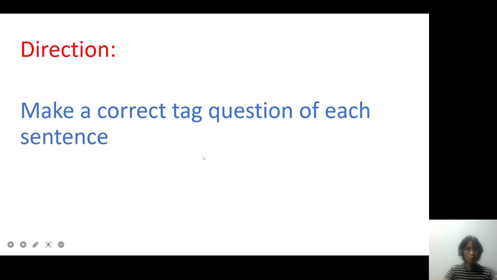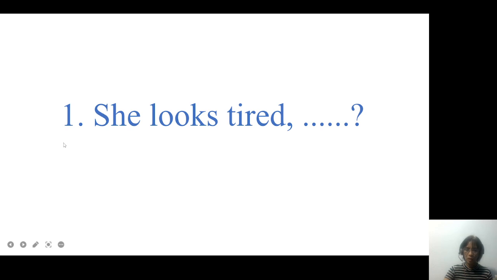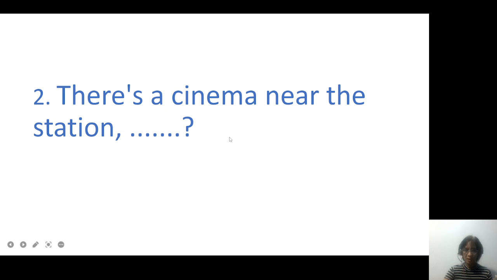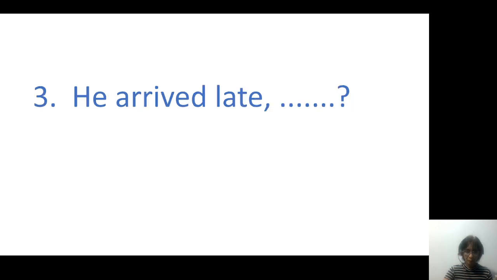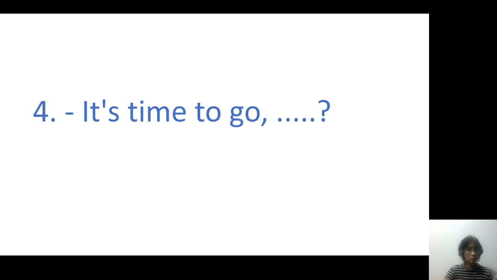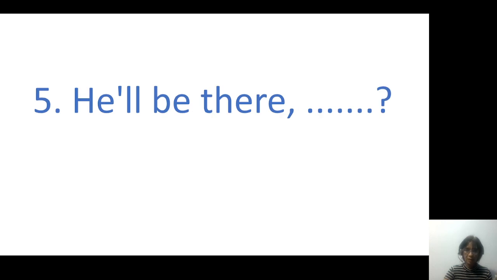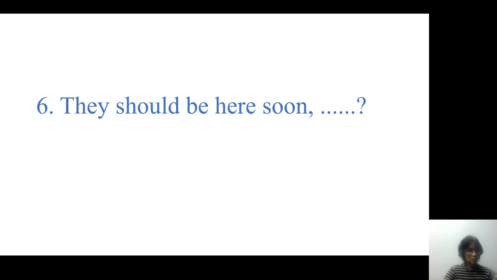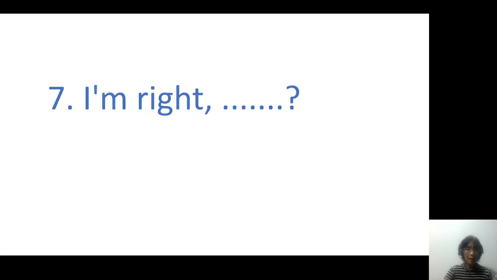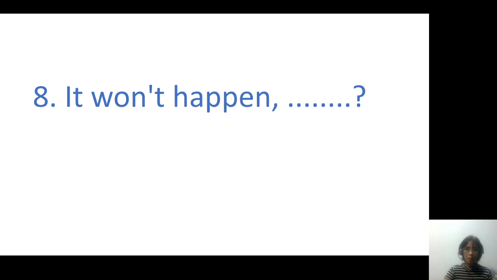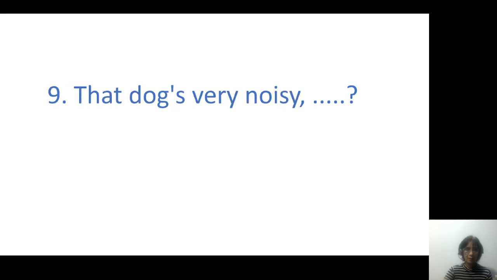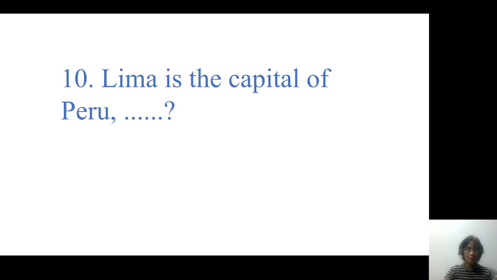Okay, so let's do some more practice. Make a correct tag question for each sentence. Example number one, she looks tired. Number two, there's a cinema near the station. Number three, he arrived late. Number four, it's time to go. Number five, he'll be there. Number six, they should be here soon. Number seven, I'm right. Number eight, it won't happen. Number nine, that dog's very noisy. And number 10, Lima is the capital of Peru.